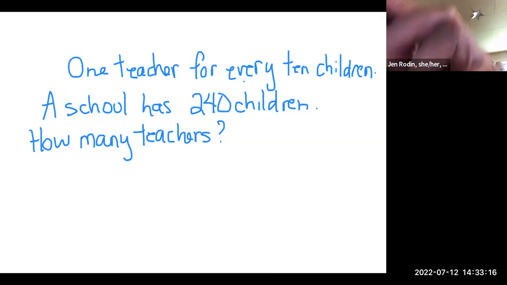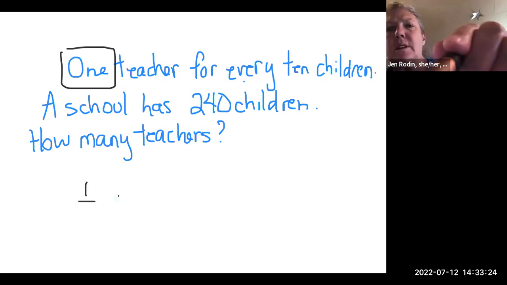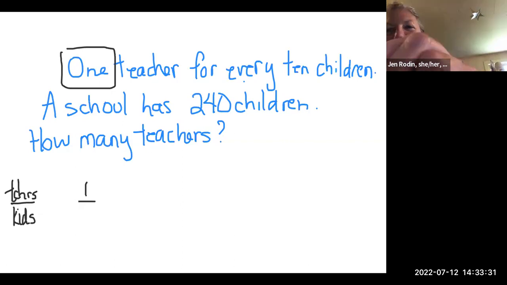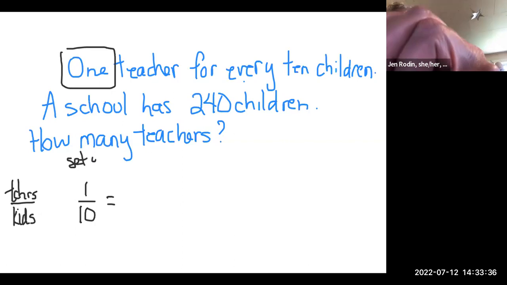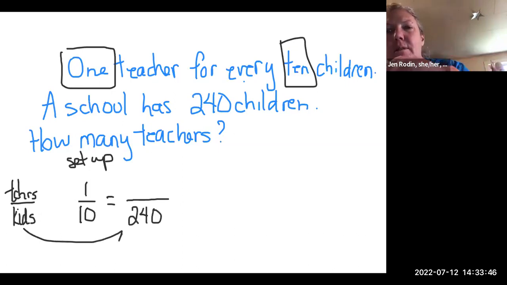And so one teacher, I'll put T next to it. Oh wait, this is only one way that I've done this before. Teachers to kids. 10 kids. So that's the setup that they give you. And then a school has 240. We need to know where to put it. So it goes on the kid level, children. And we want to find how many teachers we need.